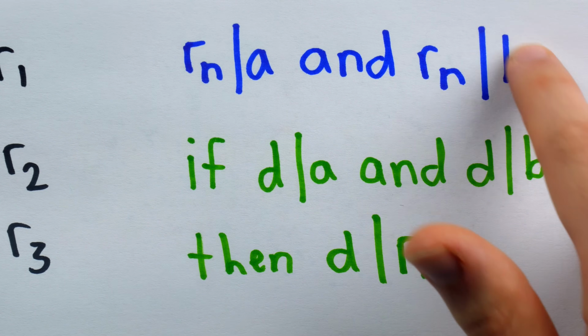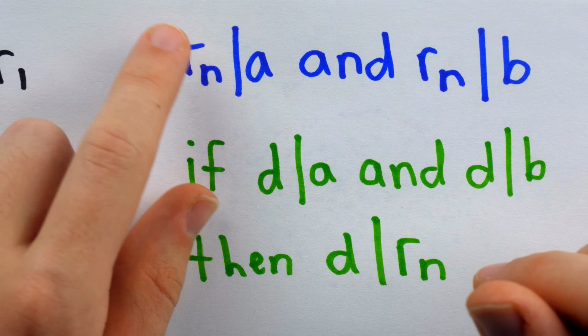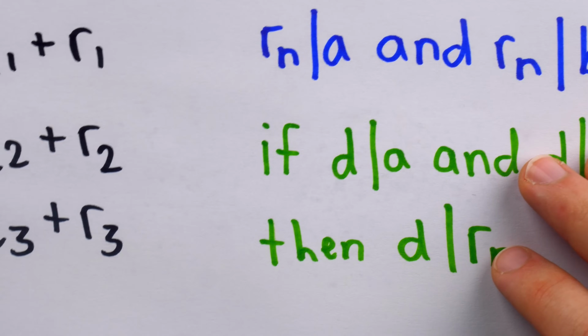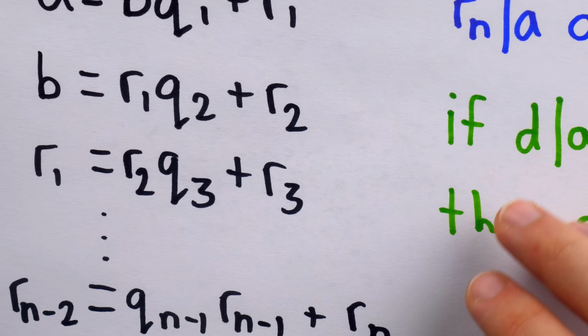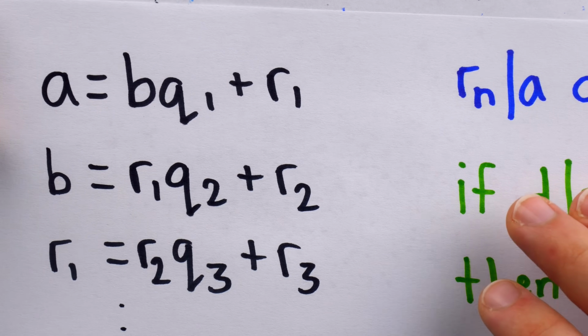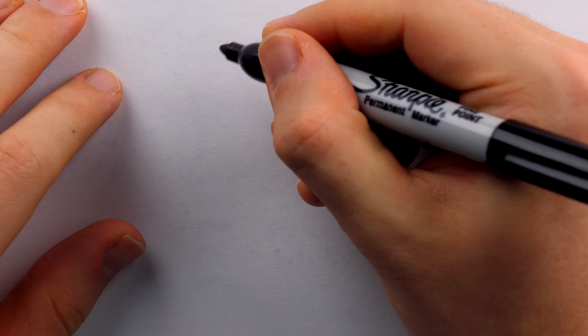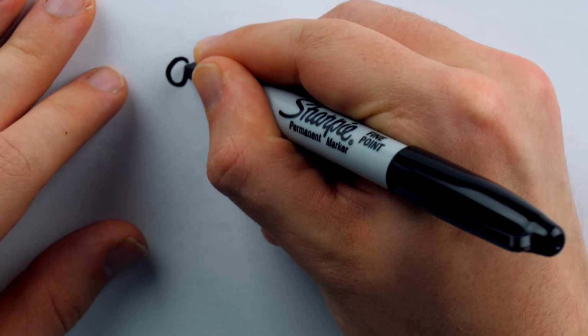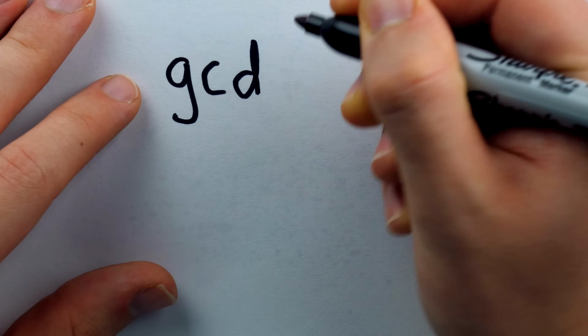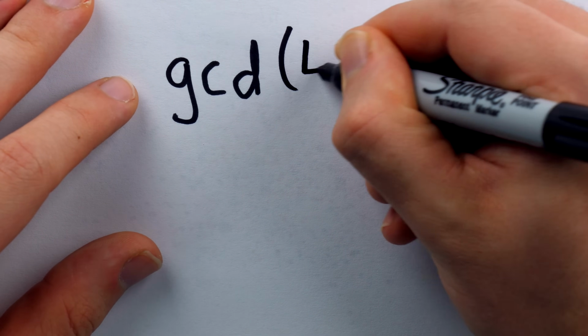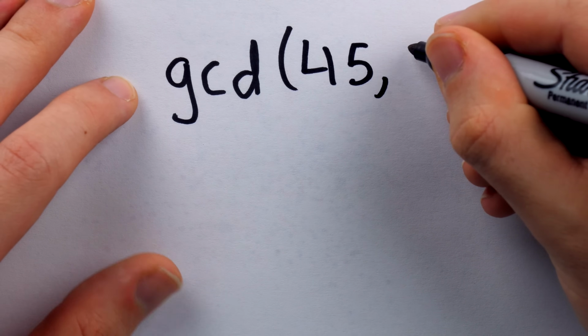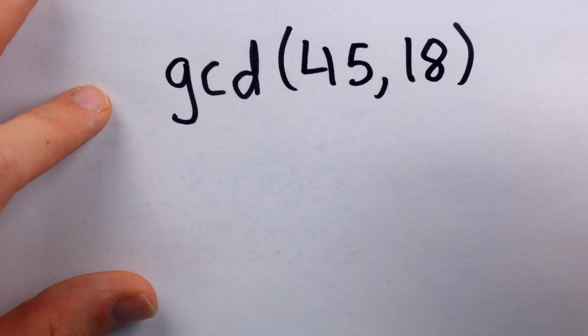With both of these facts established, we have that Rn is the greatest common divisor of A and B. It is a divisor of both numbers, and no divisor is greater than it. This algorithm even makes great sense geometrically. We'll have to use some smaller numbers so that I can show you on my graph paper, but consider the greatest common divisor of 45 and 18.